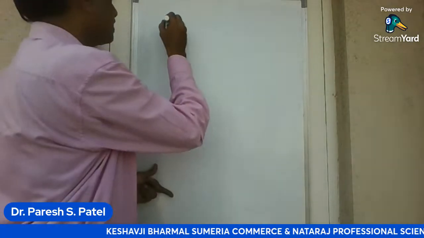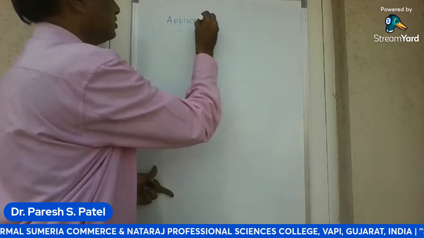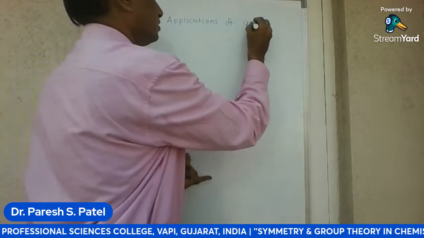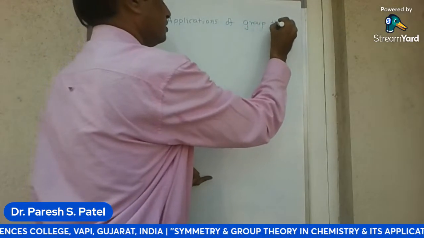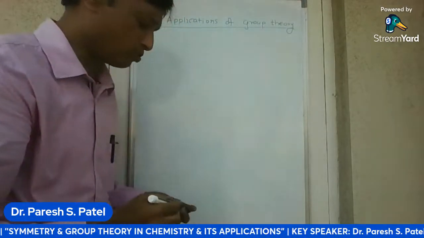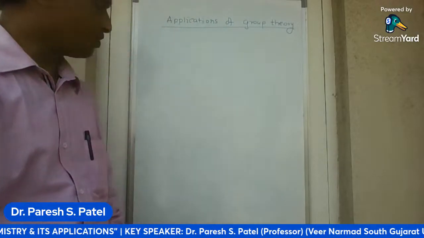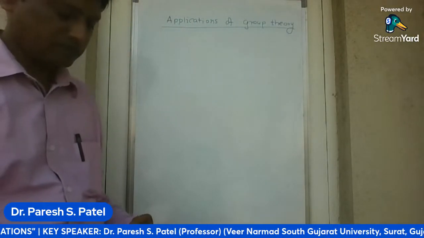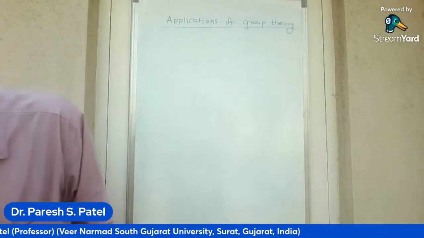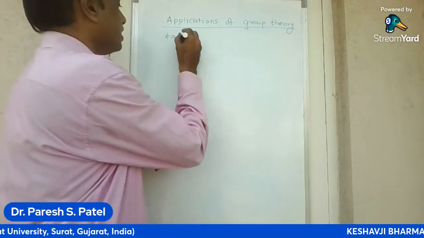So now we are going for another title. Applications of group theory. Only two applications are in our syllabus. First one is atomic orbitals, and second one is sigma bonding. So let us start with the first application. Applications of group theory to atomic orbitals.